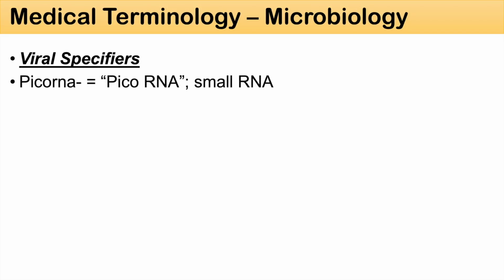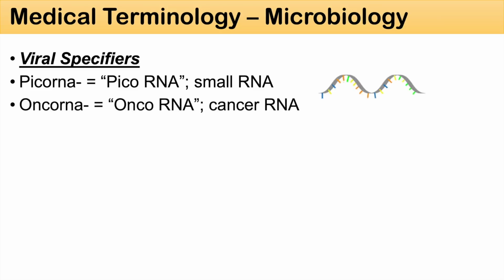So the first one is the prefix picorna. And this is kind of clever in the sense that it really is just two words put together. Pico-RNA, which means small RNA. So picornavirus is something to do with small RNA when it was named. Oncornavirus is similar to picorna. It's just two words, onco-RNA. Onco means cancer, so it's something related to cancer RNA.